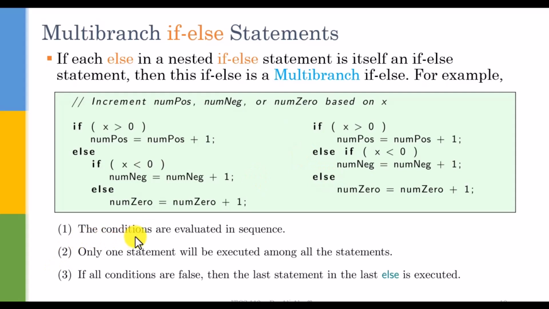The conditions are evaluated in sequence. So first, this is the first condition, next, and then what comes next. Only one statement will be executed among all the statements. So if we have more than one action, in multi-branch we will select only one, because one condition will be true at a time. If all conditions are false, then the last statement, the last else, is executed. So we put the last else for the last choice, and we don't need if and else. We will come to else after each of these conditions is false.